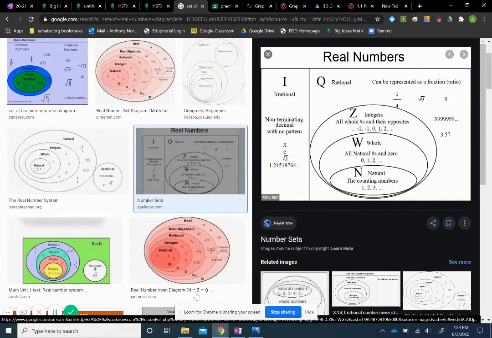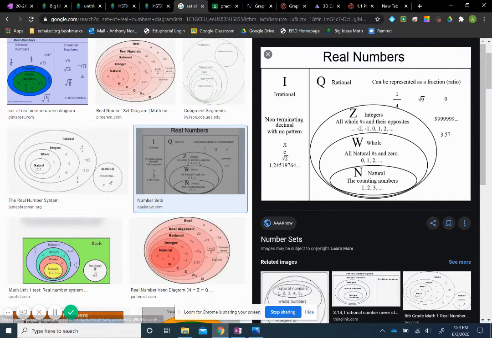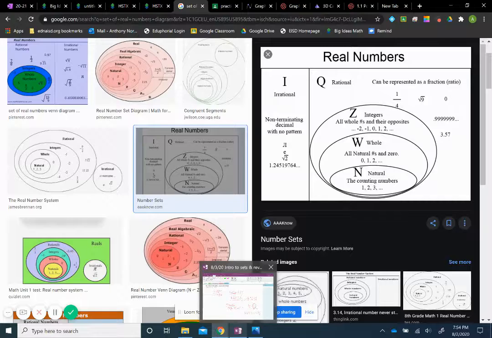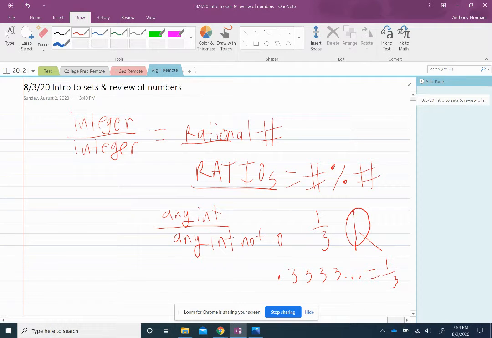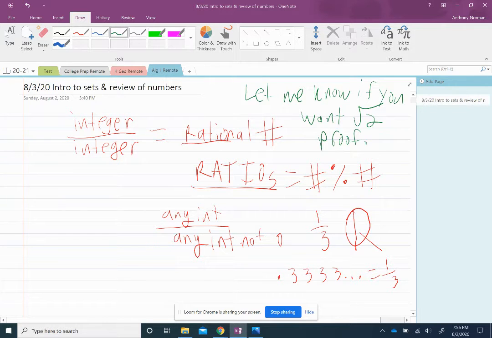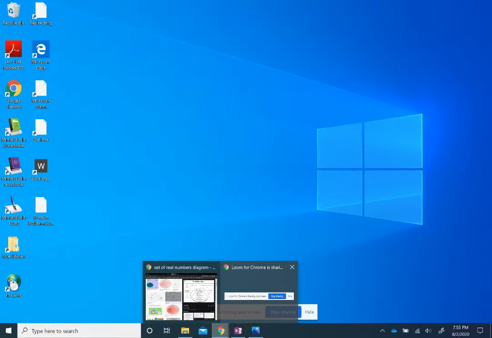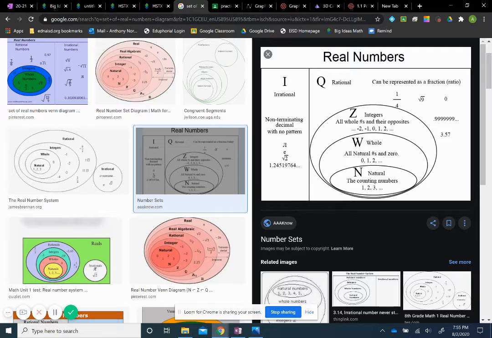Later on, at your request, I can make a video explaining why the square root of 2 is not a rational number. It's actually one of my favorite things to do. It's pretty fun and incorporates the Pythagorean theorem. So I'll put the note here. Let me know if you want the square root of 2 proof, and I can provide it. It's not a TEK, so it's not required. So these are all the numbers.